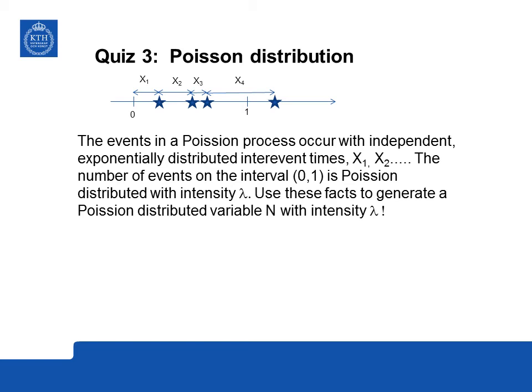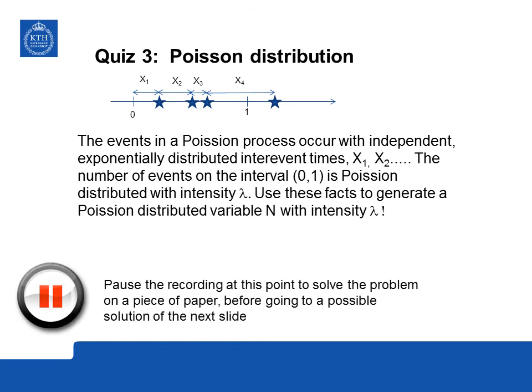So what we need to do is to generate exponentially distributed inter-arrival times until they sum up to 1, and count how many of these inter-arrival times we need to sum up before we reach 1, and that number will be a Poisson distributed variable. So again, pause the video here, use a pen and a piece of paper to describe the solution and give us the pseudocode of your simulation.